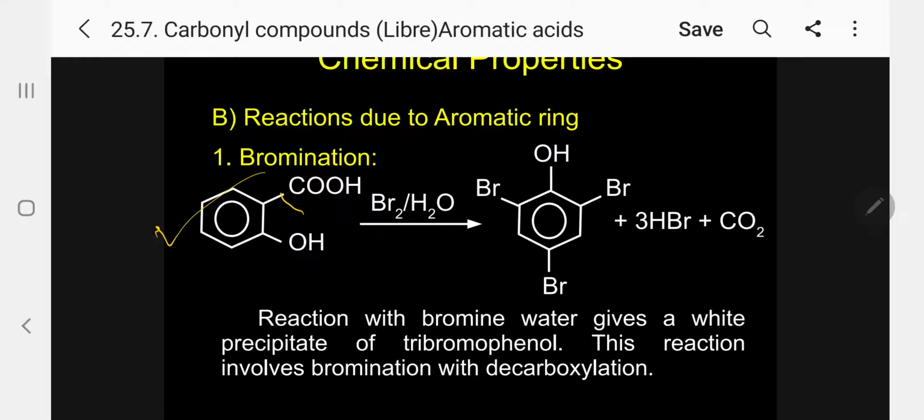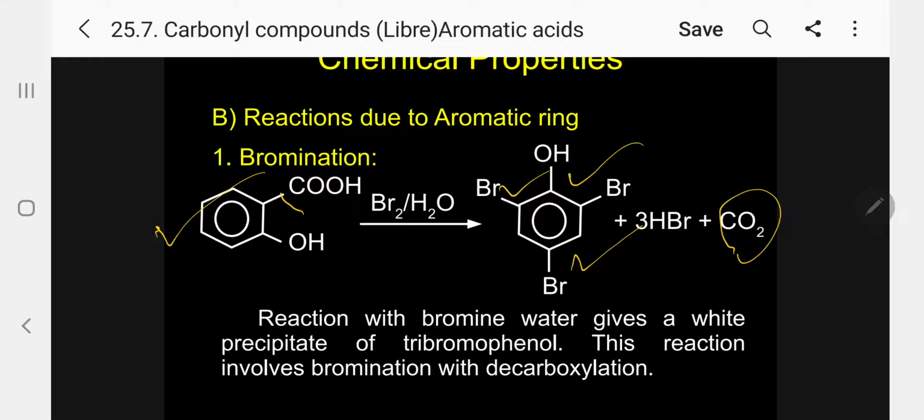So out of these two groups, we know the ortho-para orienting group takes priority over the meta orienting group. This I have discussed under the basic concepts of organic chemistry, under the mechanism. Kindly follow. So when you add bromine water, the bromine is entering at the ortho and para positions, 2,4,6, so automatically COOH is getting eliminated in the form of carbon dioxide.